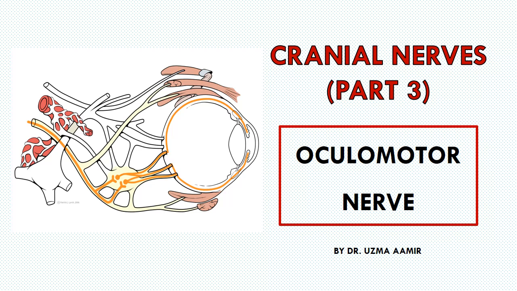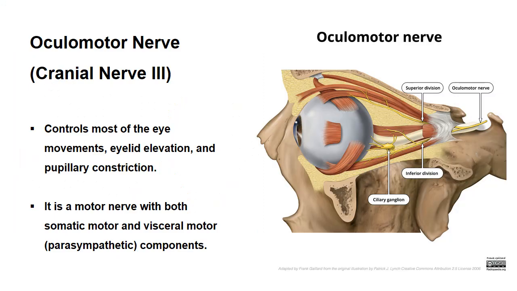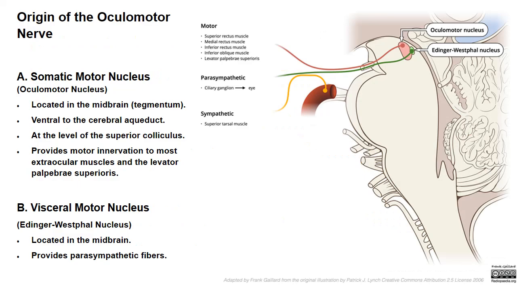In today's video, we will learn about the oculomotor nerve, including its origin, pathway, branches, functions, and clinical implications. The oculomotor nerve is the third cranial nerve, and it plays a crucial role in controlling most of the eye movements, eyelid elevation, and pupillary constriction. It is a motor nerve with both somatic motor and visceral motor or parasympathetic components.